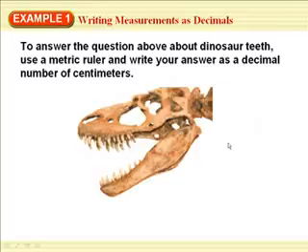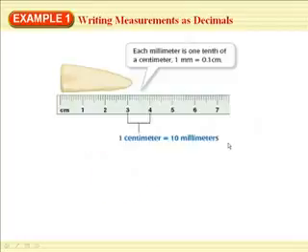So, to answer the question above about dinosaur teeth, use a metric ruler. A lot of times your rulers have one side metric and one side customary with the inches, so just make sure that you know which is which. Write your answer as a decimal number of centimeters. So take a look, here's a ruler and here's the centimeters right here, and these little teeny ones are each millimeters right there. See how little those are?